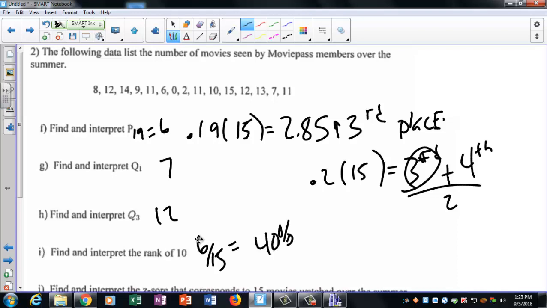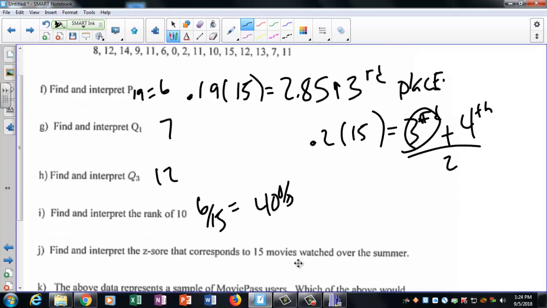All right. And so what would we say there? 40% of the people went to see fewer than 10 movies. Okay.